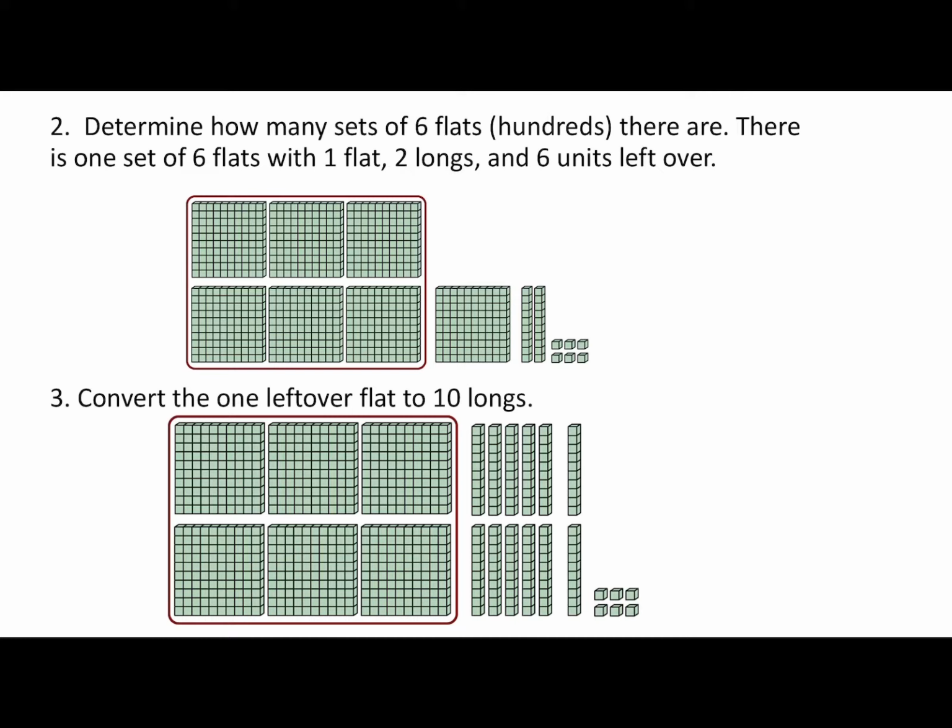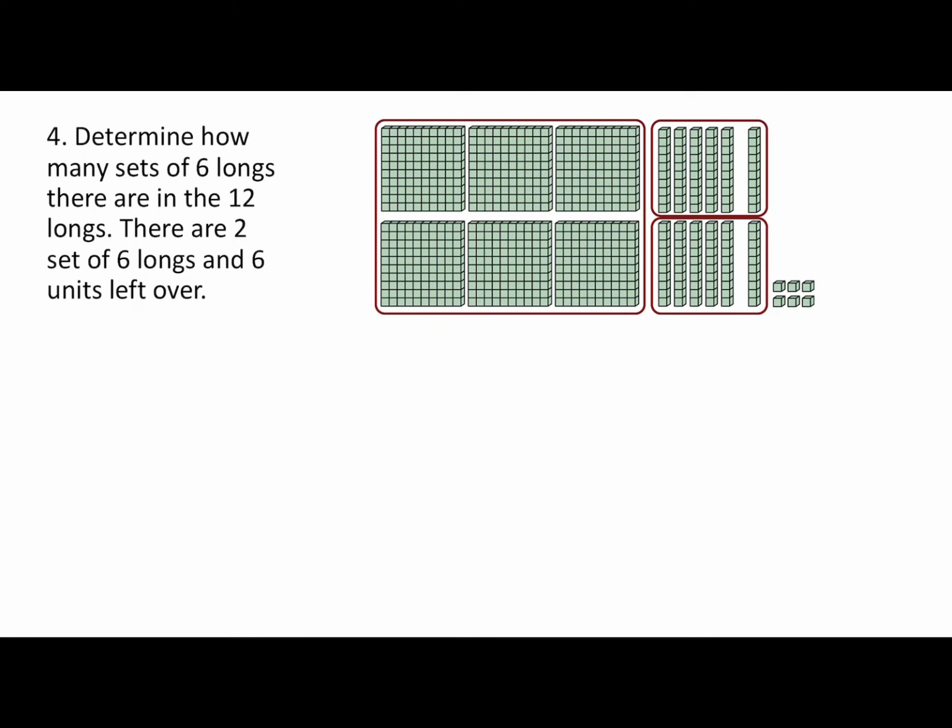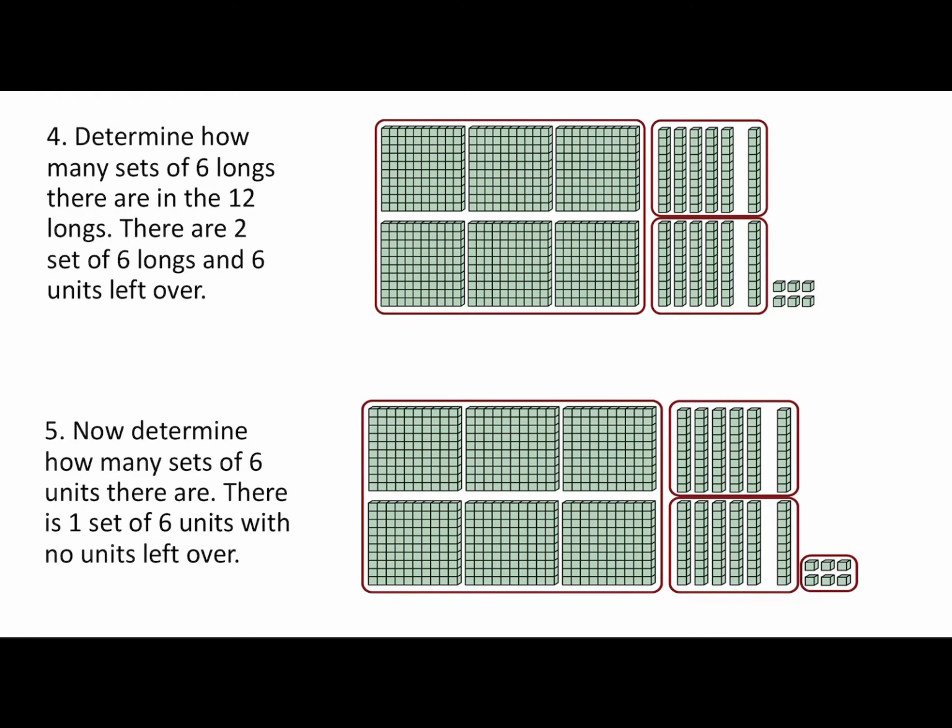Now I'm going to look at the tens and I want to know how many groups of 6 tens can I create. So I have 1, 2, 3, 4, 5, 6 up top and 6 on the bottom. So here I have 2 groups of 6 tens. And then we're going to do the same thing for the ones. I'm going to get one group of 6 ones. I've got that on the next slide here.